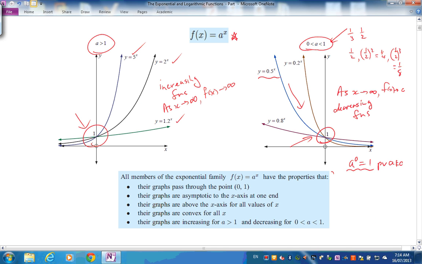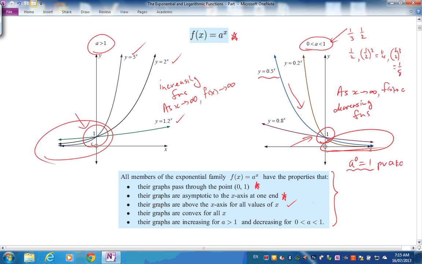So here we are. Let's look at the properties summarised. I'm taking screen clippings here from Hayes and Harris, their textbook for Year 12 Math Studies. Here's the first one we've just talked about. The graphs pass through the point 0, 1. Their graphs are asymptotic to the x-axis at one end, so in this case tends to y equals 0, the x-axis. And for large negative x, this one comes down as well. Their graphs are above the x-axis for all values of x.